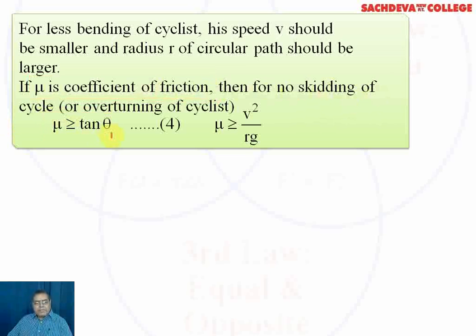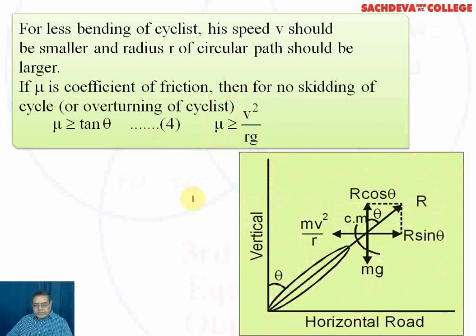We have derived in the case of friction, and mu can be estimated as greater than or equal to v square over rg. Now the figure is shown. Again, the same figure is depicted. The cyclist is bending, and when it bends, the angle made with the ground will be theta. So mv square by r will be balanced by R sin theta, and R cos theta will be balanced by mg, where R is the reaction or the weight.